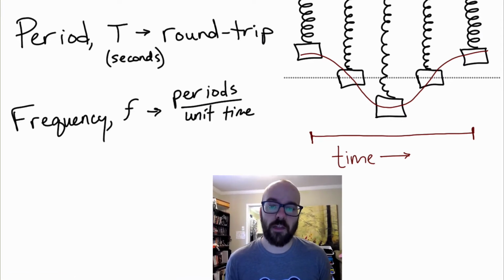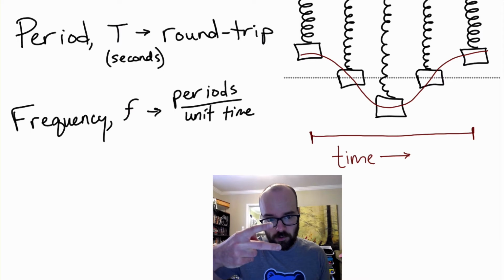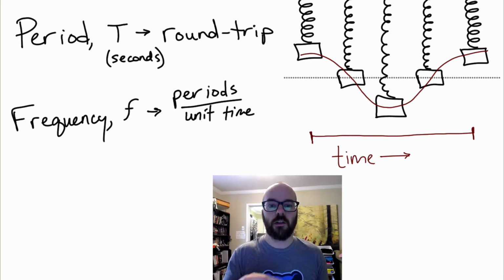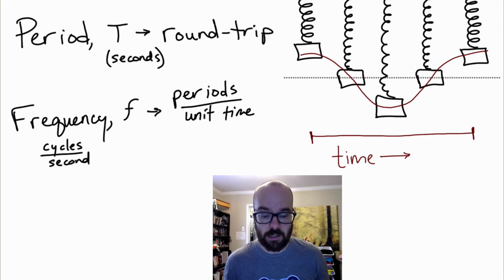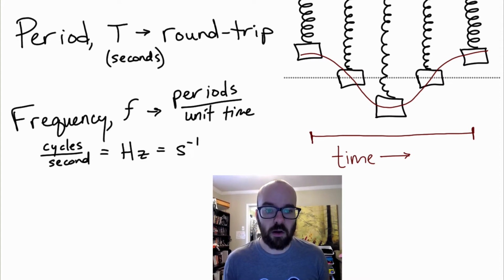And so we use an F for that, and that's going to be really the reciprocal of period. Instead of the time it takes for one cycle, it's going to be the number of cycles per one unit of time, seconds, for example. And so here we've got periods per unit of time. And so units that we can use for that, cycles per second, which we call a hertz, or inverse seconds.